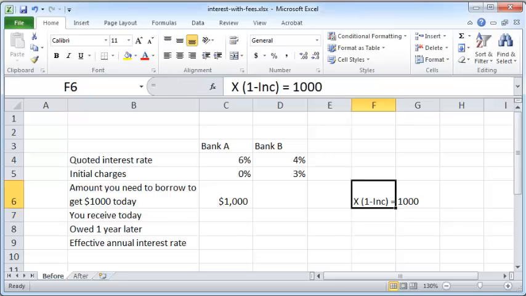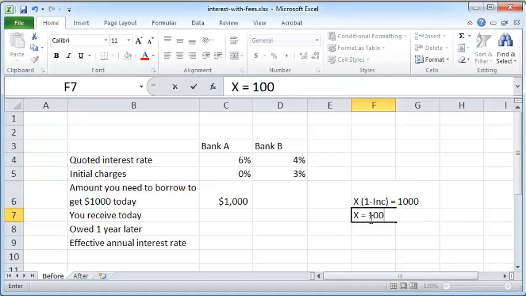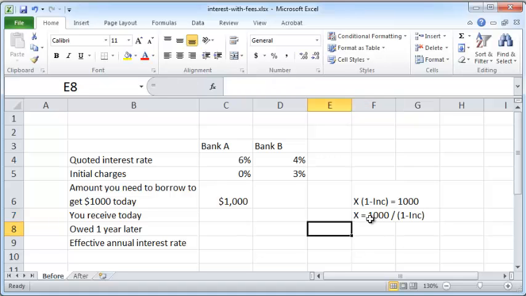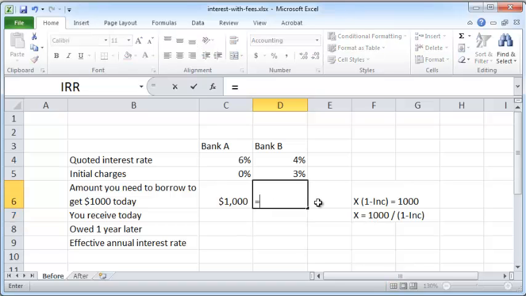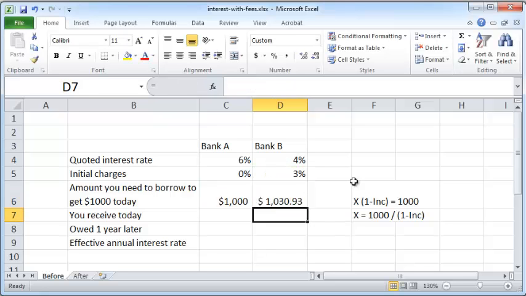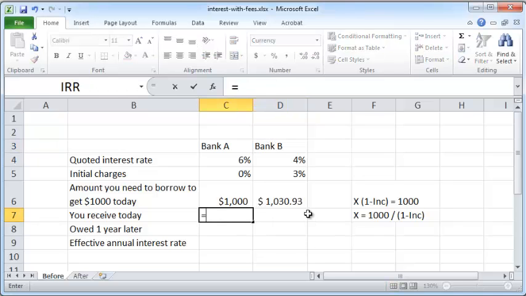So that means X is 1,000 divided by 1 minus the initiation charge. Okay, so that's what we'll try to do here. We'll say X equals 1,000 divided by 1 minus the initiation charge or initial charge. And so you'll have to borrow $1,030.93 today in order for you to actually have $1,000 in your hand if you want to borrow from Bank B. So if you borrow that much, you will nevertheless receive $1,000 in either case.